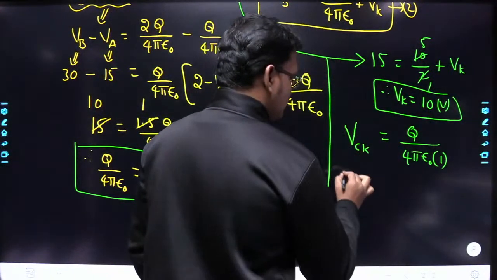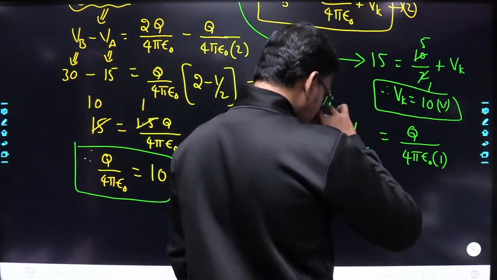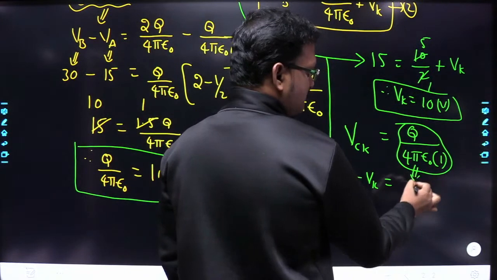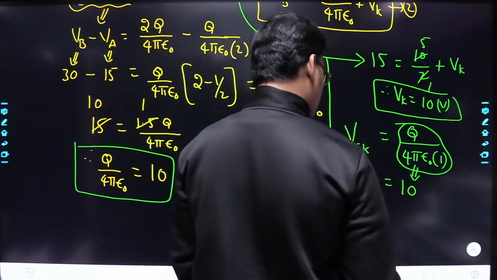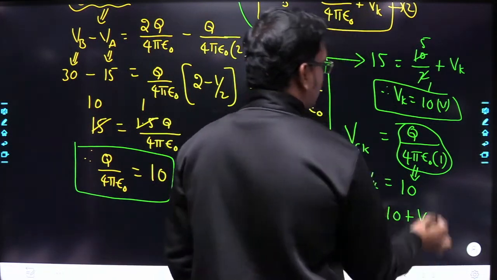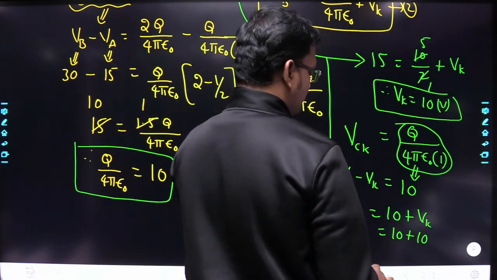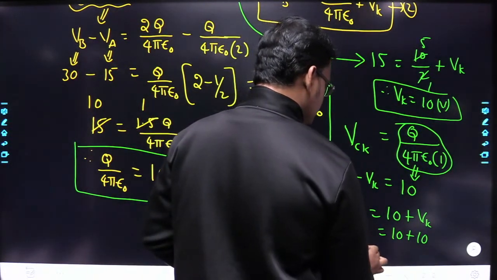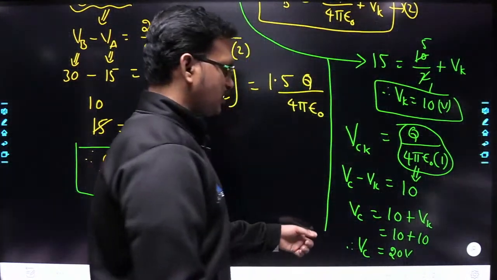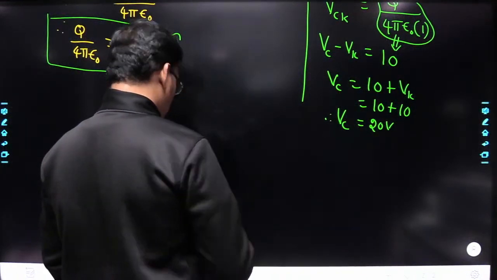Now you want the potential at C, so Vc minus Vk is equal to Q by 4 pi epsilon naught into 1 here. Q by 4 pi epsilon naught value is 10. Yes or no? Okay. So Vc is equal to 10 plus Vk, and we have determined Vk is also equal to 10. Therefore the potential at C is equal to 20 volts.